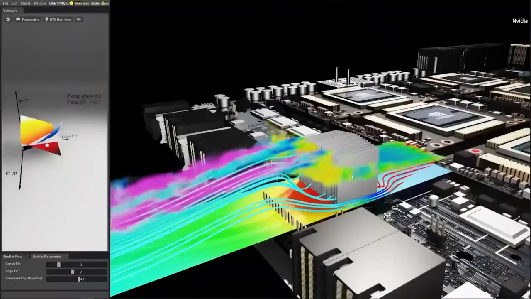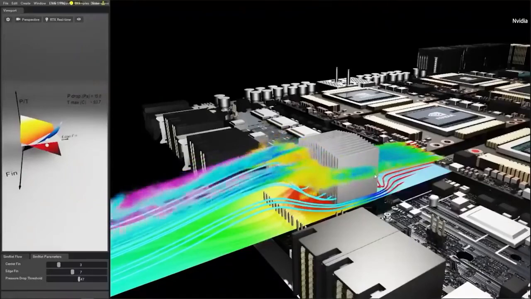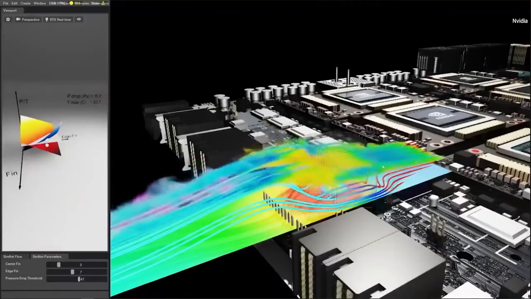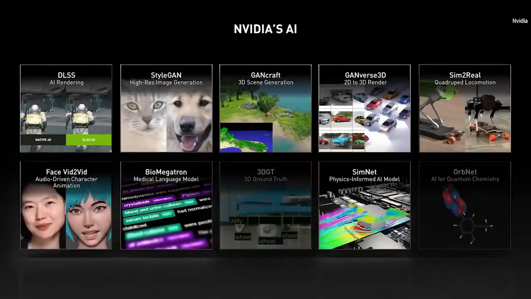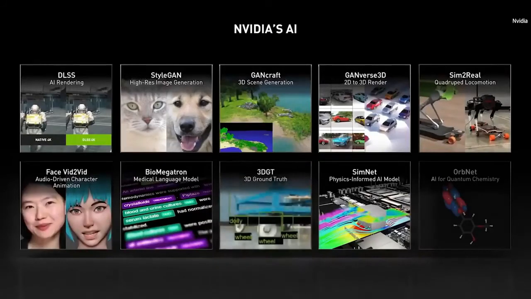digital twins. SimNet, a physics-informed neural network solver that can simulate large-scale multiphysics. BioMegatron, the largest biomedical language model ever trained. 3D-GT, Omniverse synthetic data generation. And OrbNet, a machine learning quantum solver for quantum chemistry.